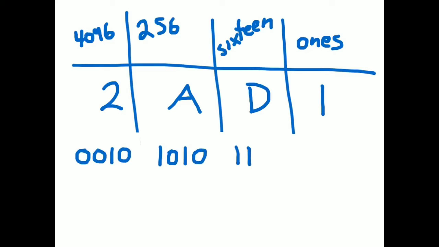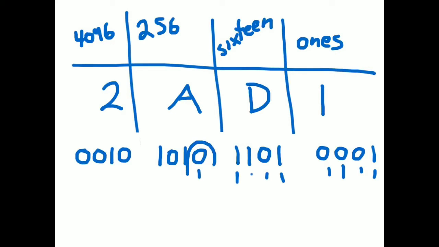2A, let's see, D1. So if you were looking at this in binary, you would say the 1's place, the 2's place, 4, 8, 16, 32, 64, 128, and then 256.